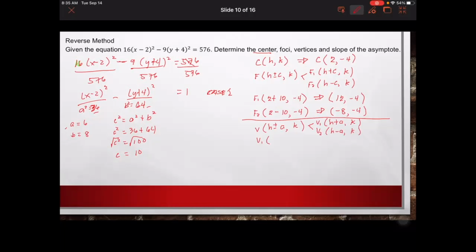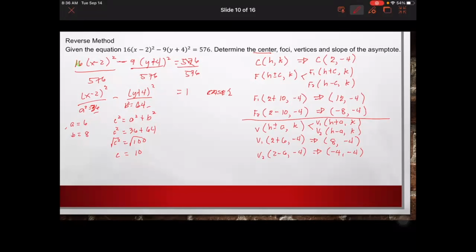So, V sub 1 is H. Ang H natin ay 2 again. So, magkakaroon tayo ng 2 plus ang A natin ay 6 and negative 4. So, this will be 8 and negative 4. And V sub 2 is 2 minus 6 and negative 4. So, magkakaroon tayo ng negative 4 and negative 4. Okay pa. So, we're done in the center, the foci, the vertices.